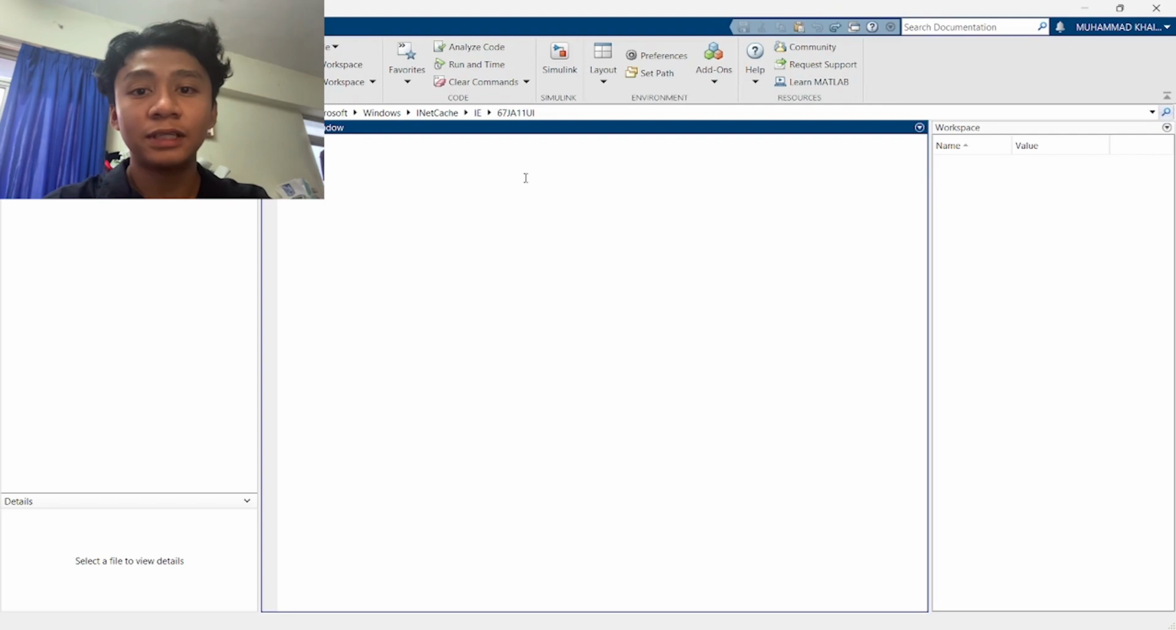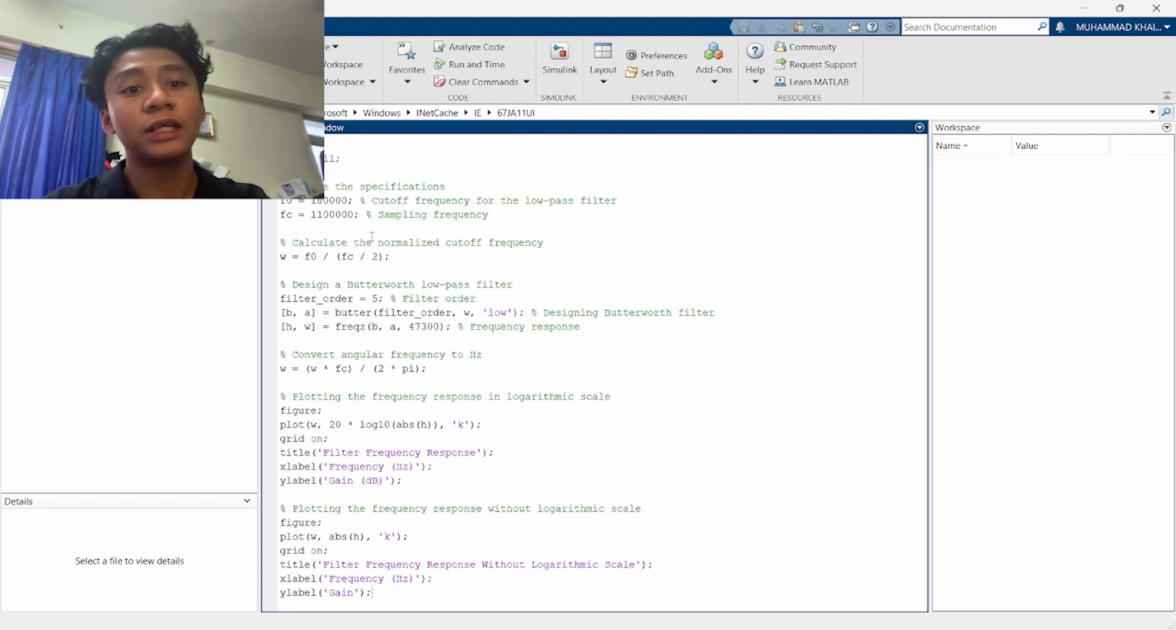Now we will demonstrate the low pass filter simulation by MATLAB. Now I will show the coding, but first, let me explain the coding itself.